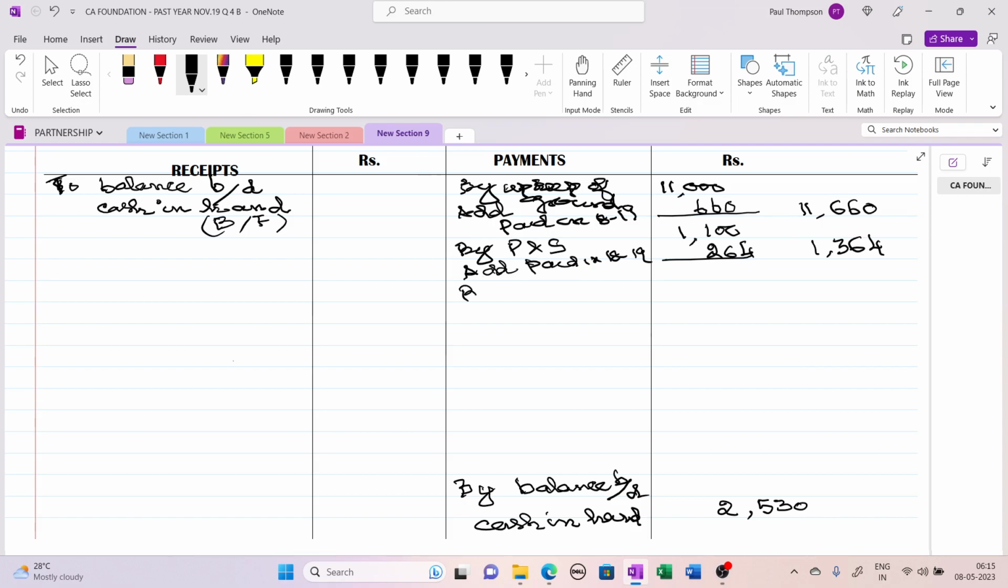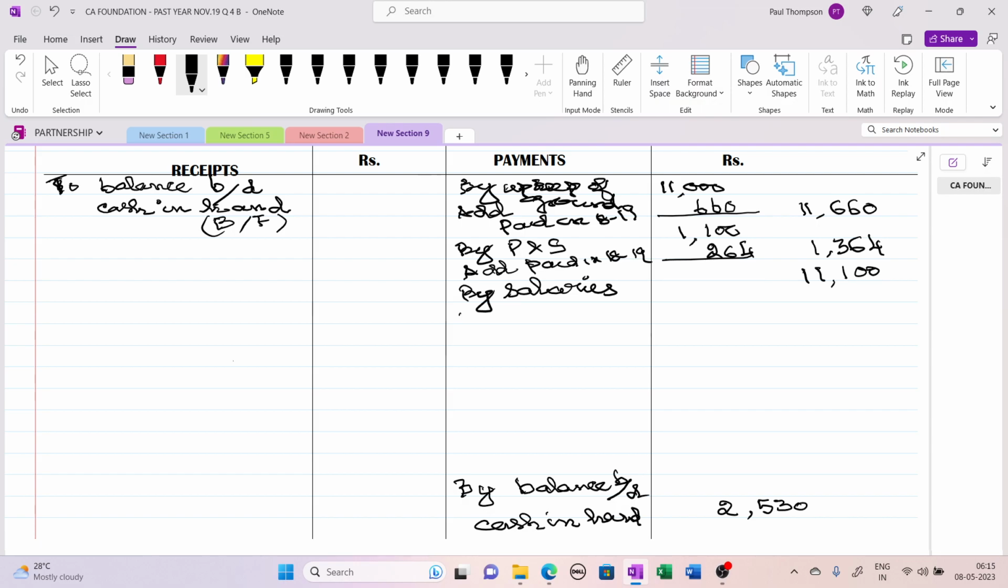So next item, salaries. There is no adjustment. So I am taking the salaries as such to the outer column. Salaries is 11,100.